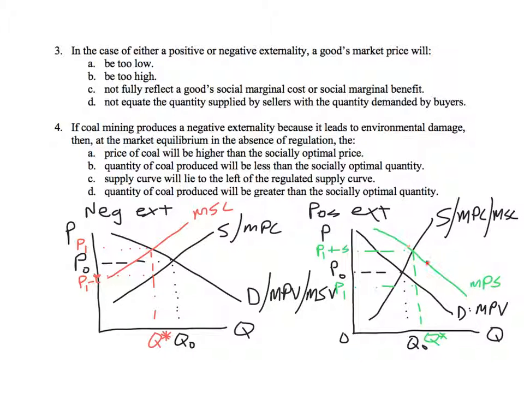Notice that the marginal social value, I see, I mislabeled that. Gotta start all over. This should be the marginal social value function, that top one.